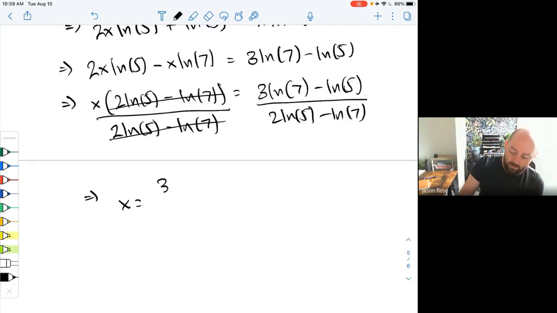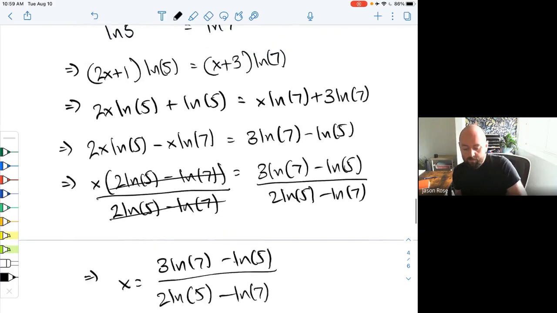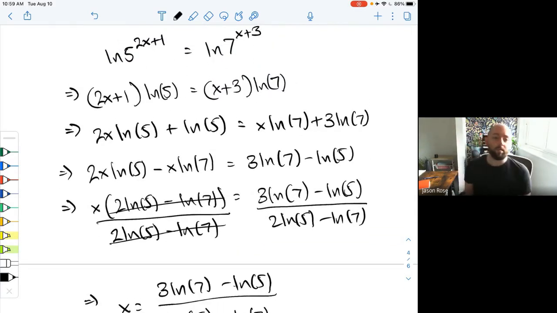x is equal to 3 times natural log of 7 minus natural log of 5, divided by 2 times natural log of 5 minus natural log of 7. Slow down, okay, no problem. So, I think we can see everything on the screen there.